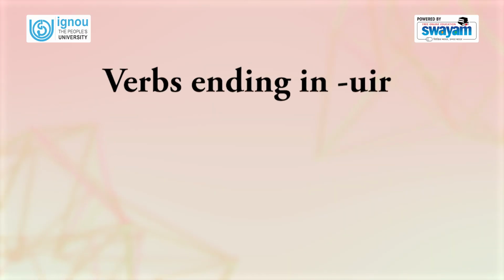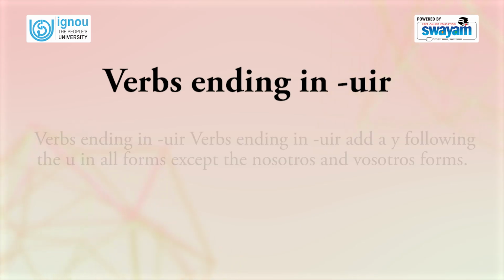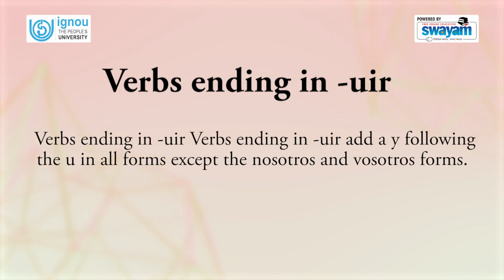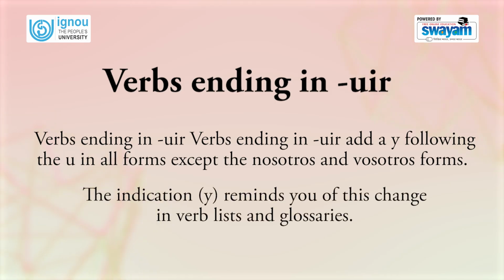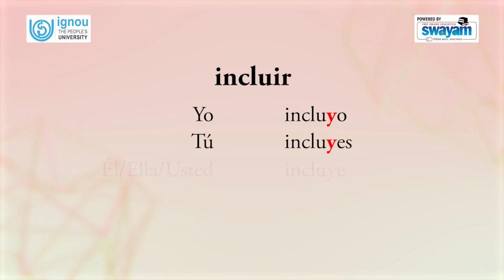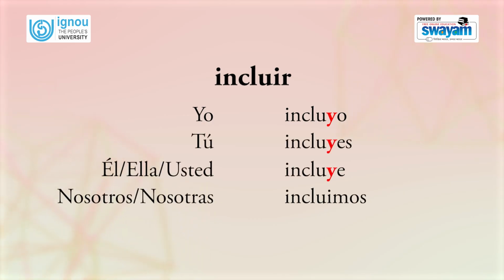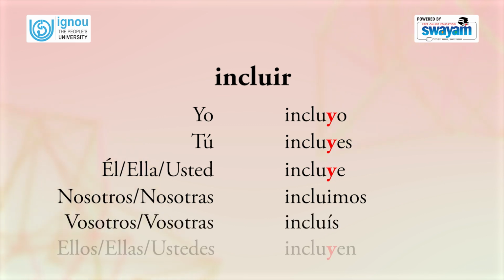Now, let's talk about verbs ending in uir. Verbs ending in uir add a Y following the U in all forms except the nosotros and vosotros forms. The indication Y reminds you of this change in verb lists and in glossaries. Incluir, to include, is one of the main verbs of this category. Right, so it is not incluo, it is incluyo con Y. So there is a Y there. So it is yo incluyo, tú incluyes, él y usted incluye, nosotros incluimos, vosotros incluís, ellos y ustedes incluyen.